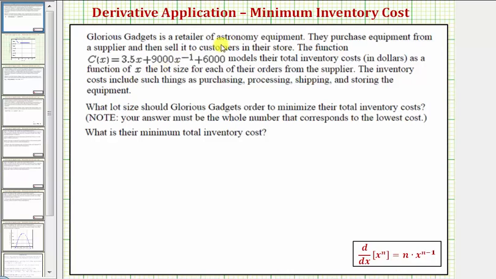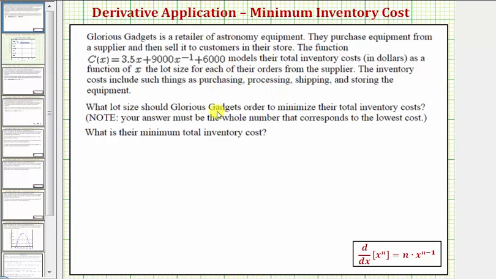Glorious Gadgets is a retailer of astronomy equipment. They purchase equipment from a supplier and then sell it to customers in their store. The function C of x given here models their total inventory cost in dollars as a function of x, the lot size for each of their orders from the supplier. The inventory cost includes such things as purchasing, processing, shipping, and storing the equipment.